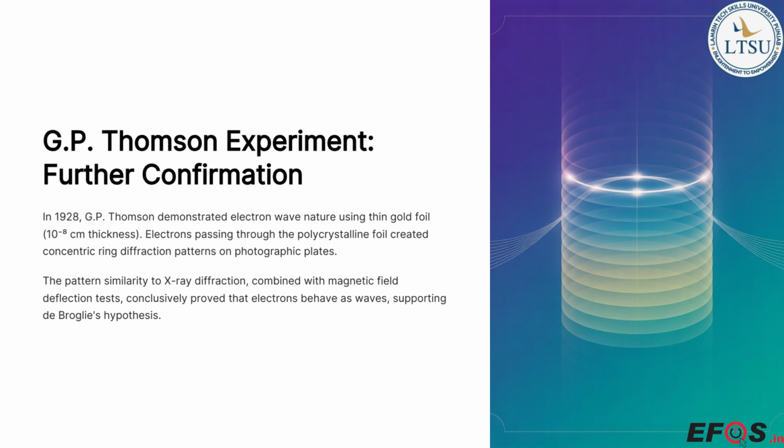The very next year, in 1928, G.P. Thomson offered further confirmation. He fired electrons through a thin gold foil. The electrons created a pattern of concentric diffraction rings on a photographic plate. This ring pattern was virtually identical to the pattern produced by X-ray diffraction, and since X-rays are known waves, this provided powerful conclusive evidence that electrons also behave as waves, strongly supporting de Broglie's hypothesis.